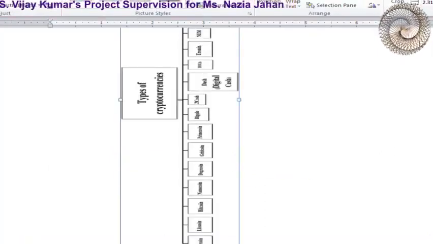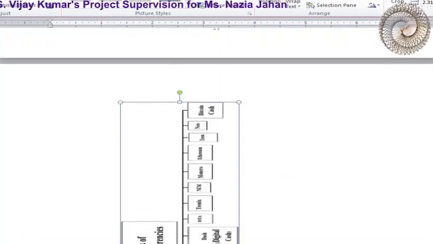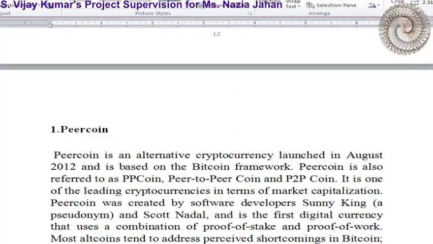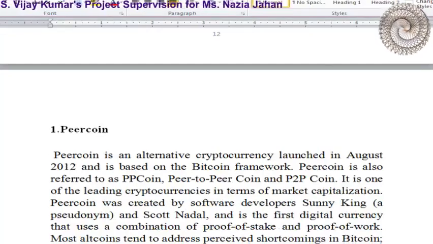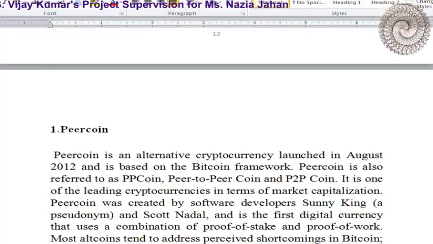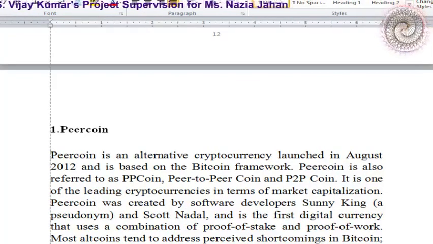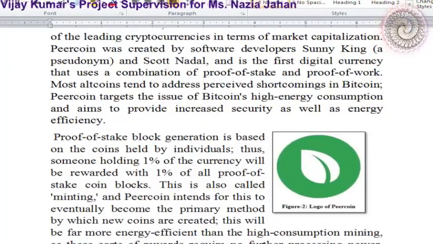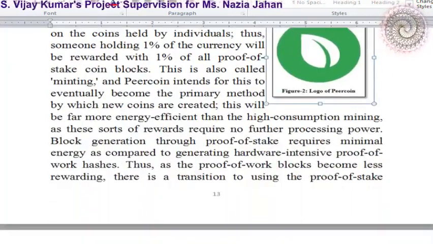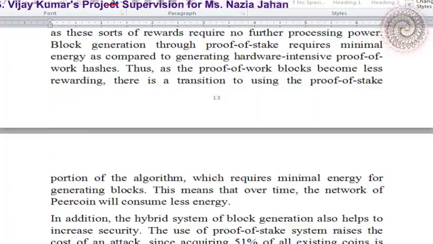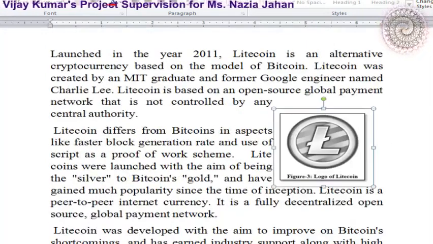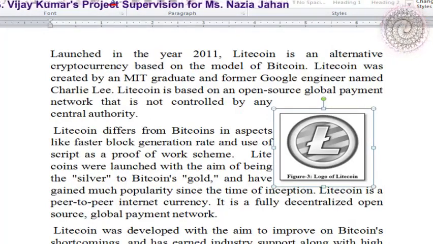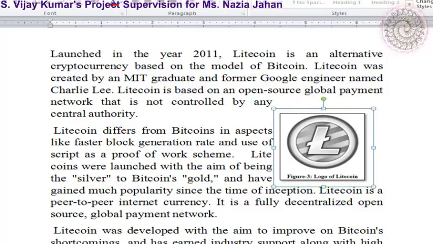This is an image. Actually, she typed everything. So types of cryptocurrencies, there are many. You cannot limit to these. You are saying several are there. So peer coin. Here again, see the lining is gone. Check the line. Now the line is there? Yes, it is there. Scott Nadal. So all this is yours from your senior's report. But when you are writing Figure 2, logo of Peercoin, logo of Litecoin, all this has to be put in the content. The content list we have separate for figures and tables. Fine, ma?